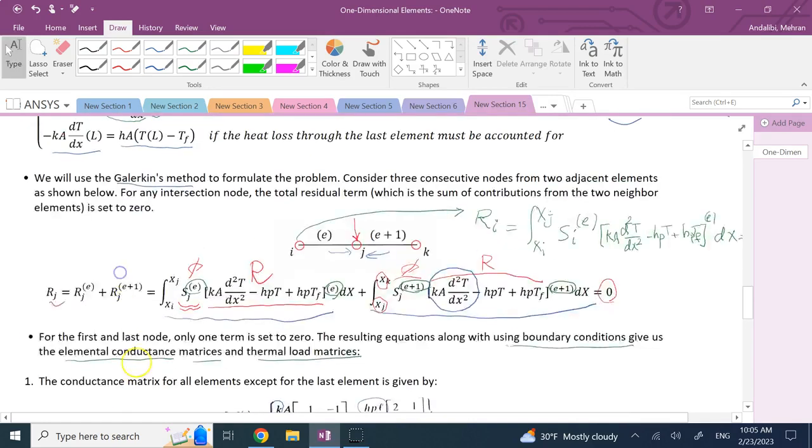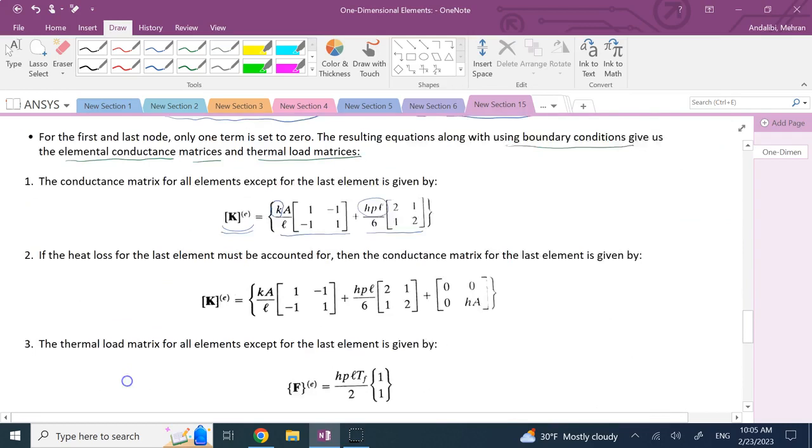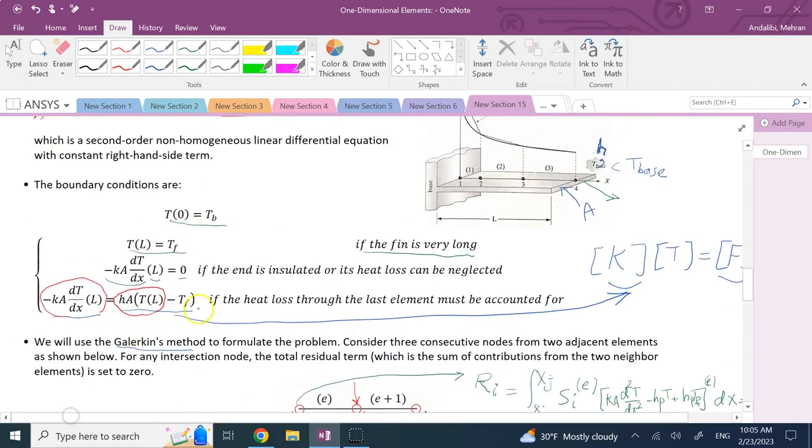Because you are writing your differential equation into a simple form like this, not only this term will contribute to the something times T, this term here also contributes to something times T. That's why you see something here. Now, for the last element, the heat loss must be accounted for, as I said. That's the most realistic condition that you can have, which is this guy.